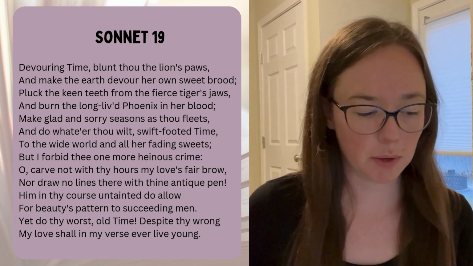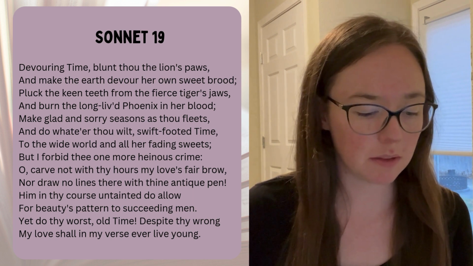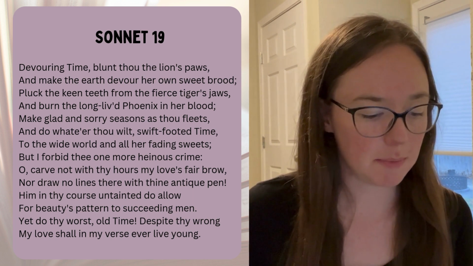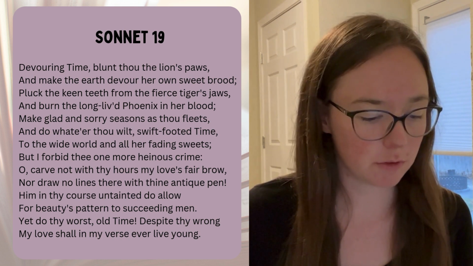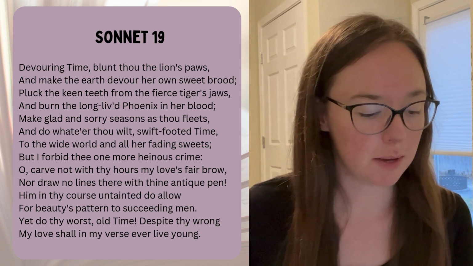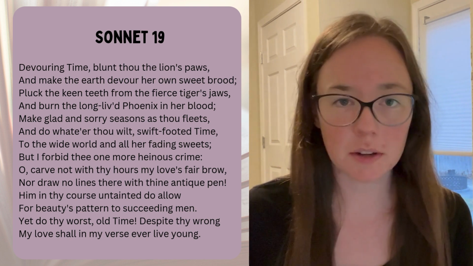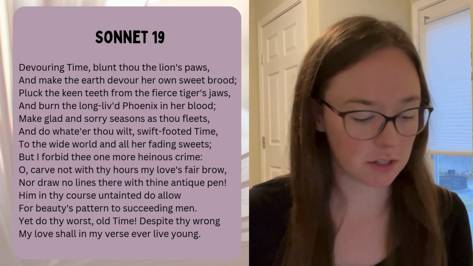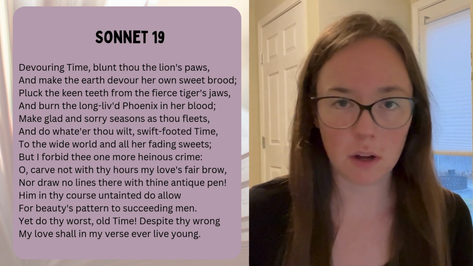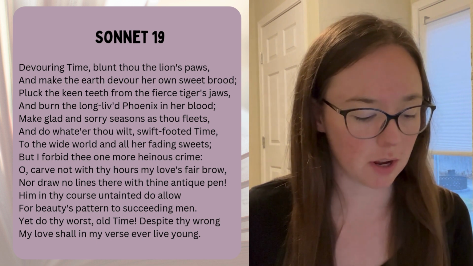Sonnet 19 by William Shakespeare. Devouring time, blunt thou the lion's paws, and make the earth devour her own sweet brood. Pluck the keen teeth from the fierce tiger's jaws, and burn the long-lived phoenix in her blood. Make glad and sorry seasons as thou fleets, and do whatever thou wilt, swift-footed time, to the wide world and all her fading sweets. But I forbid thee one more heinous crime.